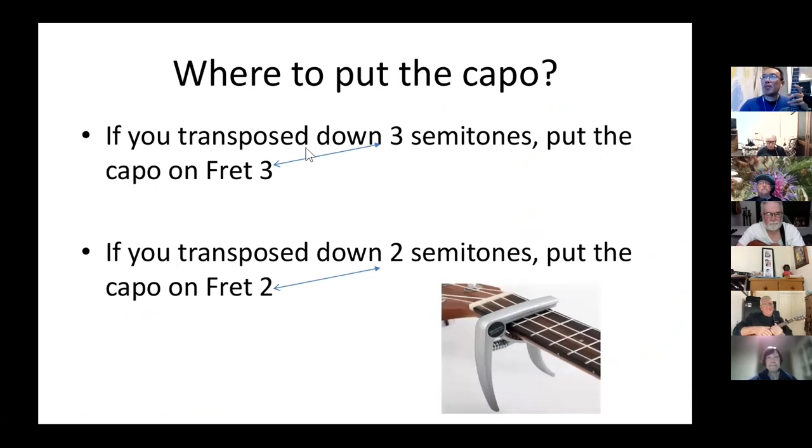Oh yeah, and then one more thing. Where do you put the capo? If you transpose down 3 semitones, then you put the capo on fret 3. This number must match. If you transpose down by 2 semitones, you put the capo on fret 2. These 2 numbers must match. All right, that's strategy number 4.